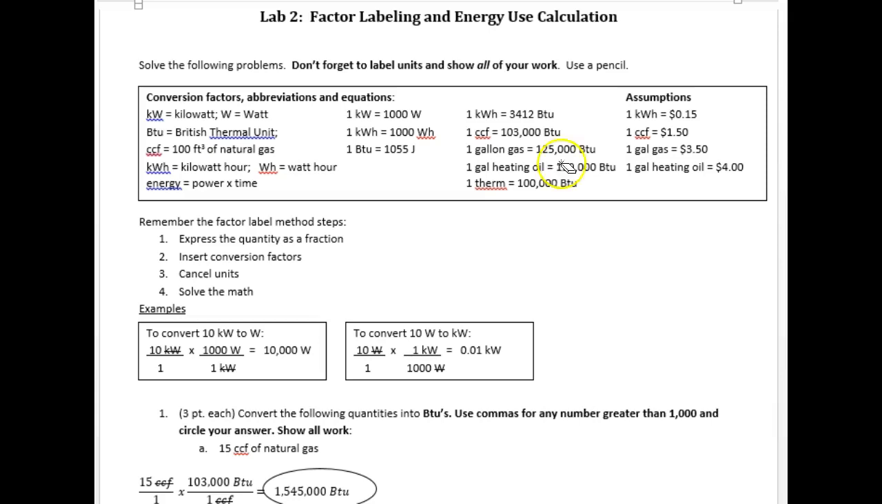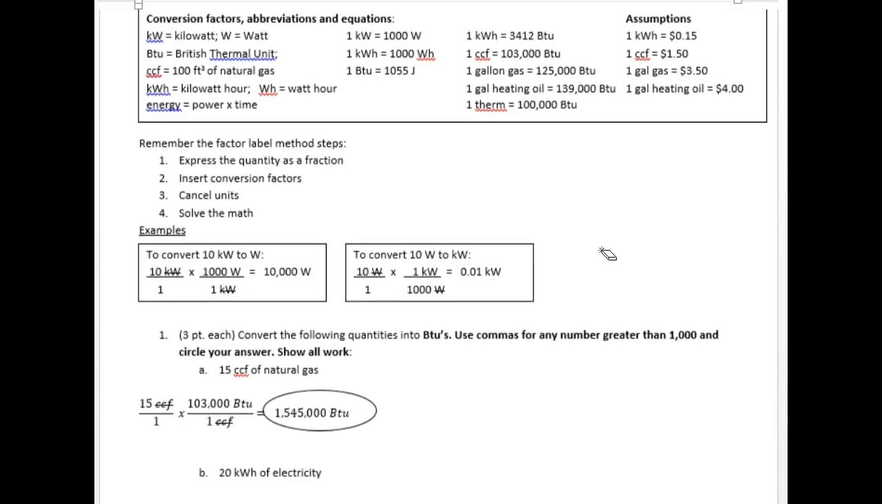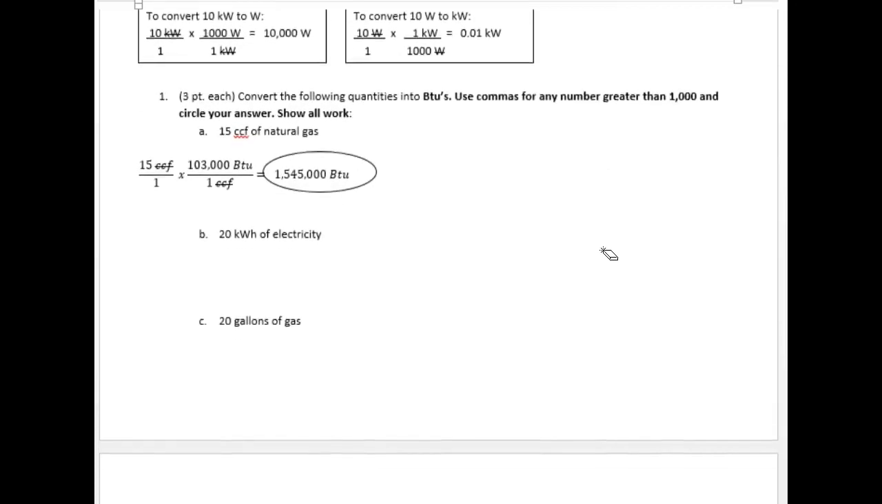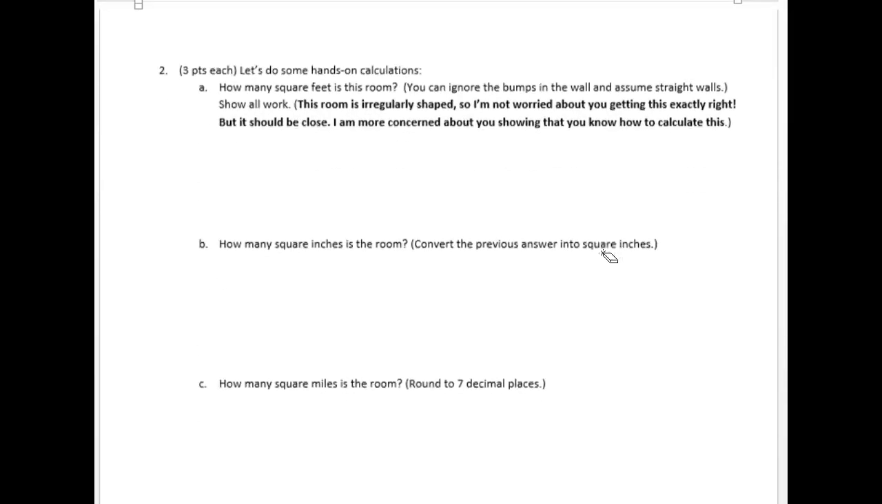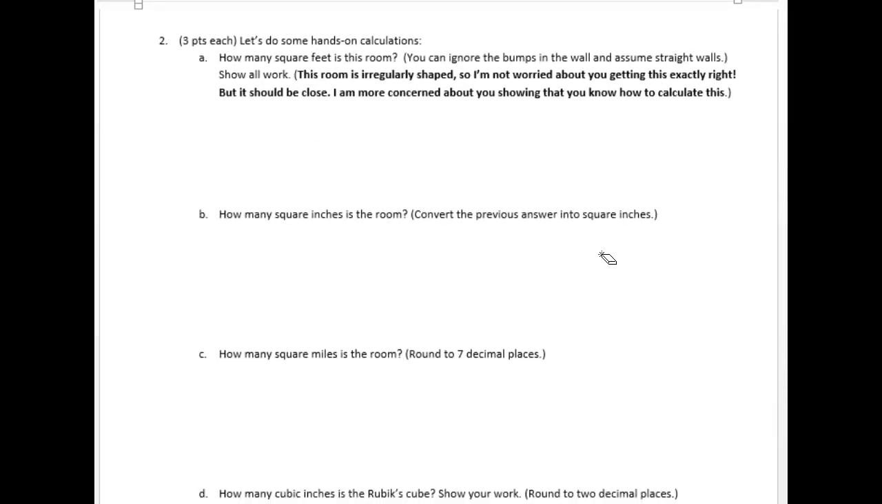So make sure you keep those conversion factors straight and be careful about which type I'm asking for in the question. These are pretty straightforward, so I'm not going to go over these. One thing I do want to go over really quickly, just to make sure everyone's up to speed, is calculating areas. If I want to calculate how many square feet the room is and then how many square inches that is.